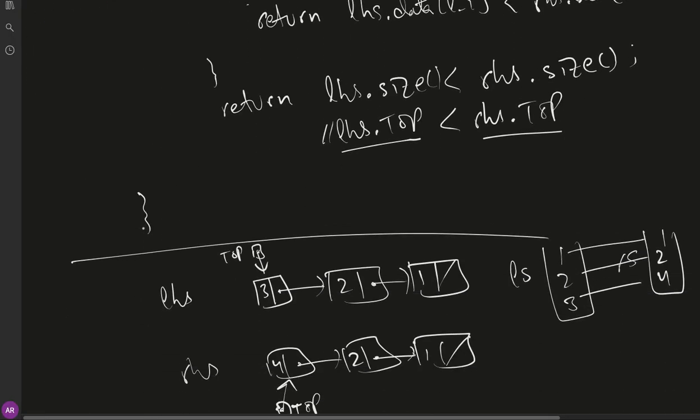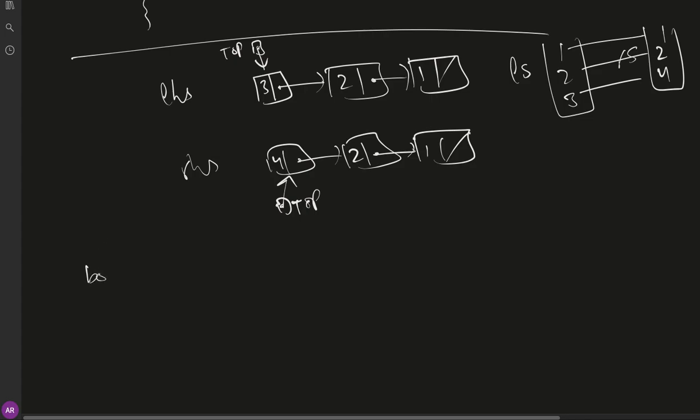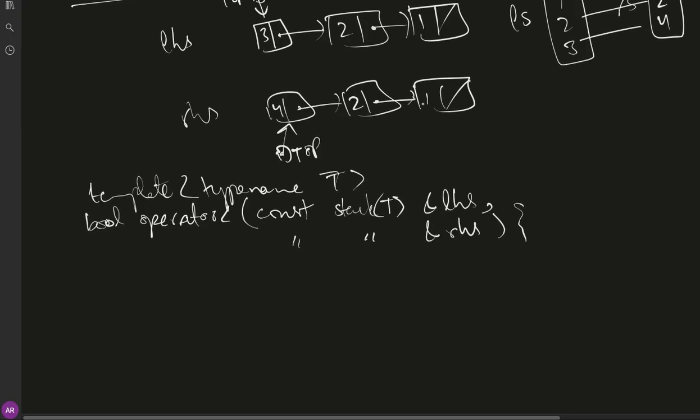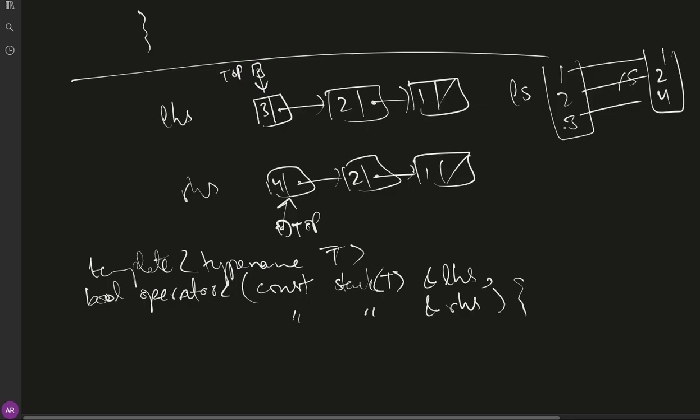So let's say we have that same boolean operator less than const stack T ampersand left hand side, and then const stack T ampersand right hand side, and we have this template typename or class T, right? Now let's say we want to implement the same approach that STL uses.